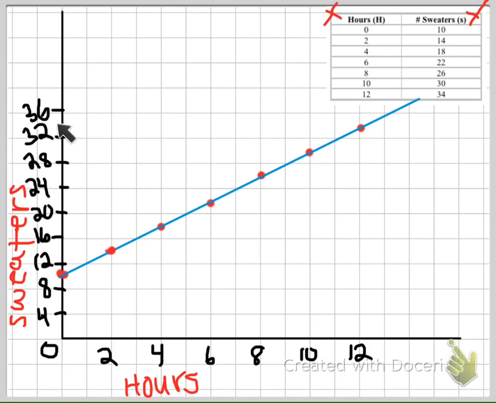Now for the y-axis, I didn't go by what the table was counting by because I couldn't start at 10 and then start counting by 4s. That wasn't going to work. So I decided to count by 4s so I could have enough room. So 4, 8, 12, and so on. And then I graphed my points. At 0 hours, 10 sweaters. 2 hours, 14 sweaters, and so on, and put in my line of best fit.